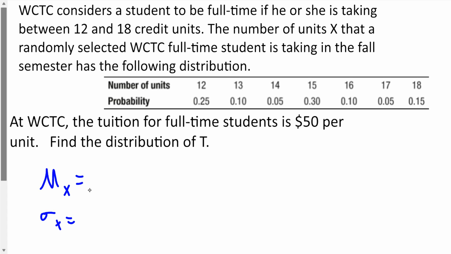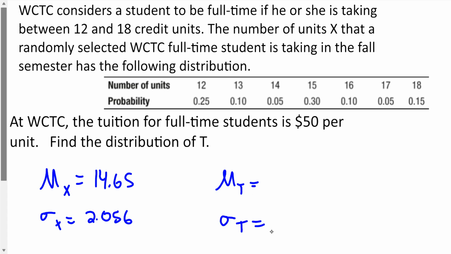But I'll give you, it ends up being 14.65 credits. The standard deviation is 2.056. So that is the average and standard deviation of the amount of credits for a full-time student. Now, if we want to find the distribution of T, which is the tuition, that changes a little bit. How do you find the tuition? Based on the number of credits.